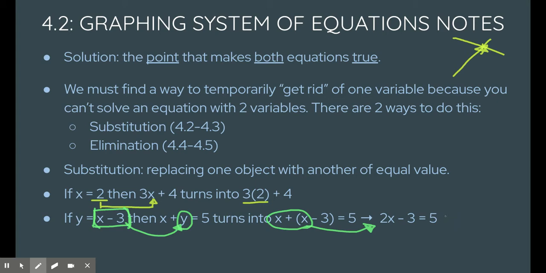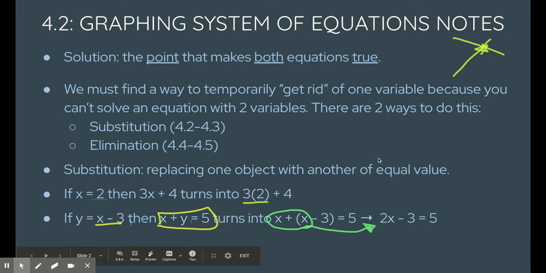You guys know how to solve the equation 2x minus 3 equals 5. What we can't do is solve an equation that looks like this one did in the beginning, because there is no way for us to solve x plus y equals 5. That's why we needed this one to substitute, so that now we only have x's left, and it's really not that hard of an equation to solve.